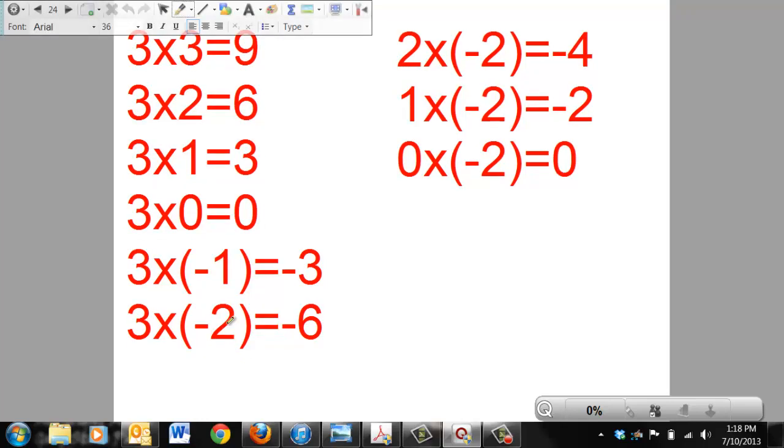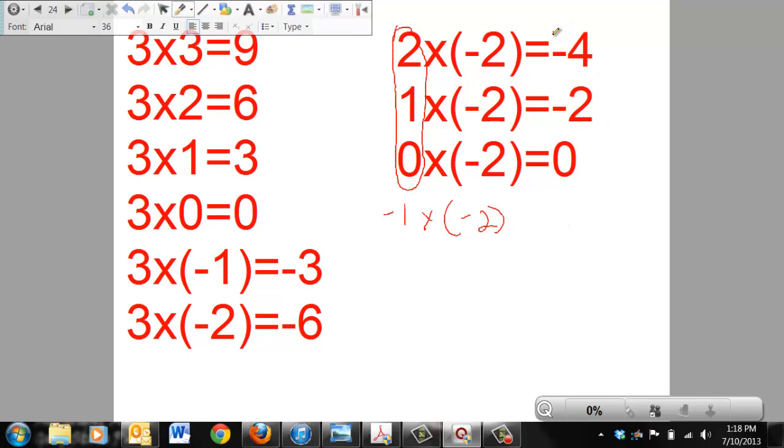And now let's look at our patterns again. In this column right here, what are we doing? We are decreasing by 1, so the next problem here has to be a negative 1 times, in parentheses, a negative 2. If you don't put it in parentheses, you will lose points on your test, guys.